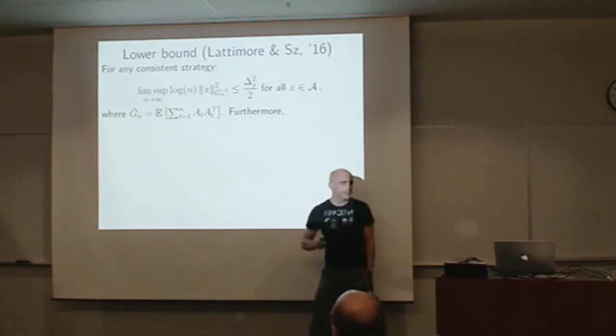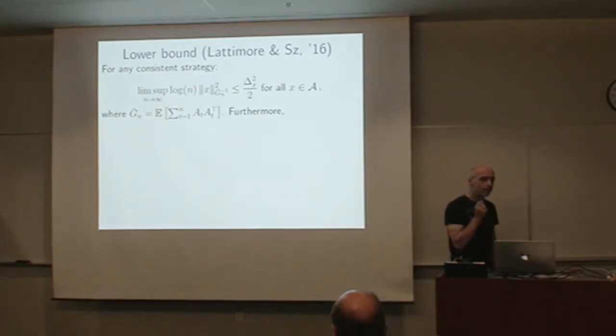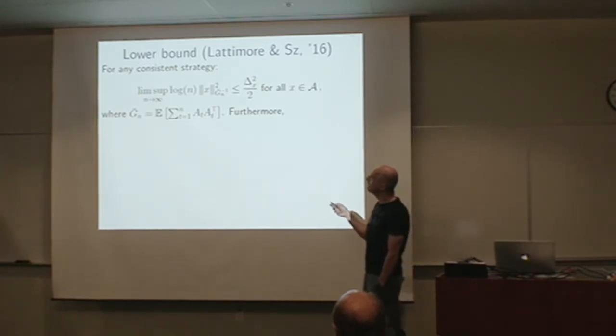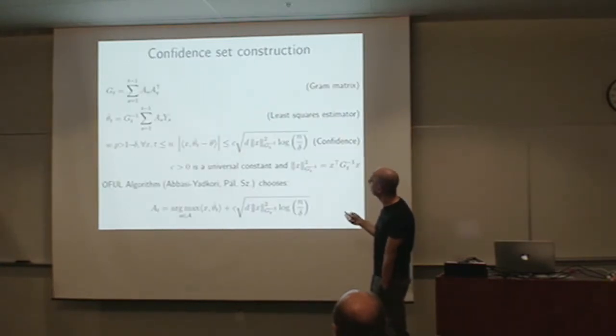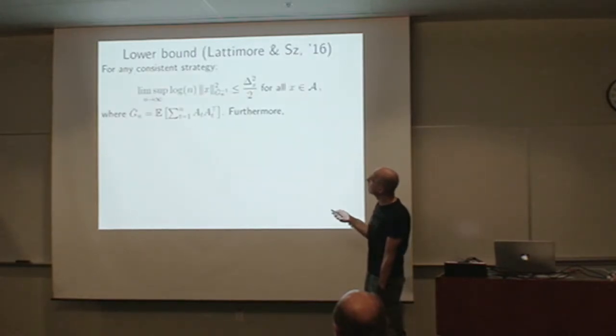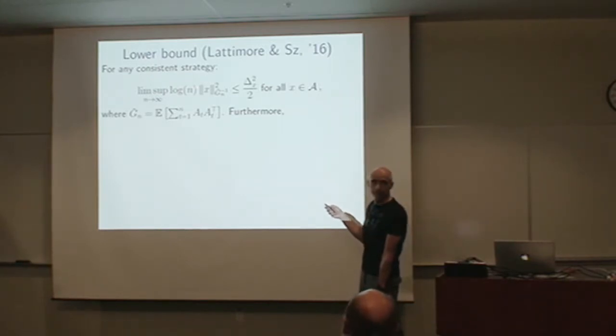Then the following holds. Well, first of all, what is this? This is kind of like the width of the confidence set underlying action X. If you remember, we had this width, right? So that's kind of the scaling of the width of the confidence set. So if you are scaling this by log n, then the width squared is bounded by this quantity.